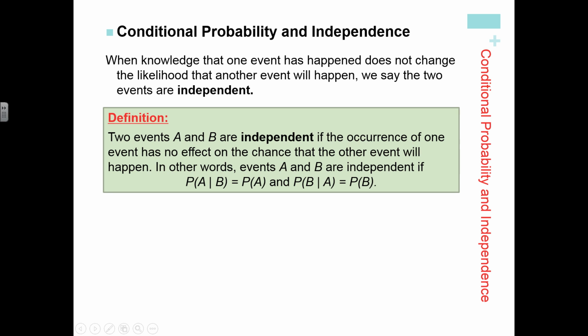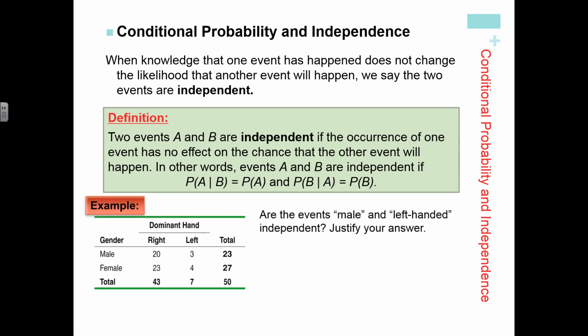When you're checking for independence, you literally need to check both of those. Now, if the first one works, you still have to check the second one. But if the first one doesn't work, then you can stop right there. They're not independent. So here's the example.